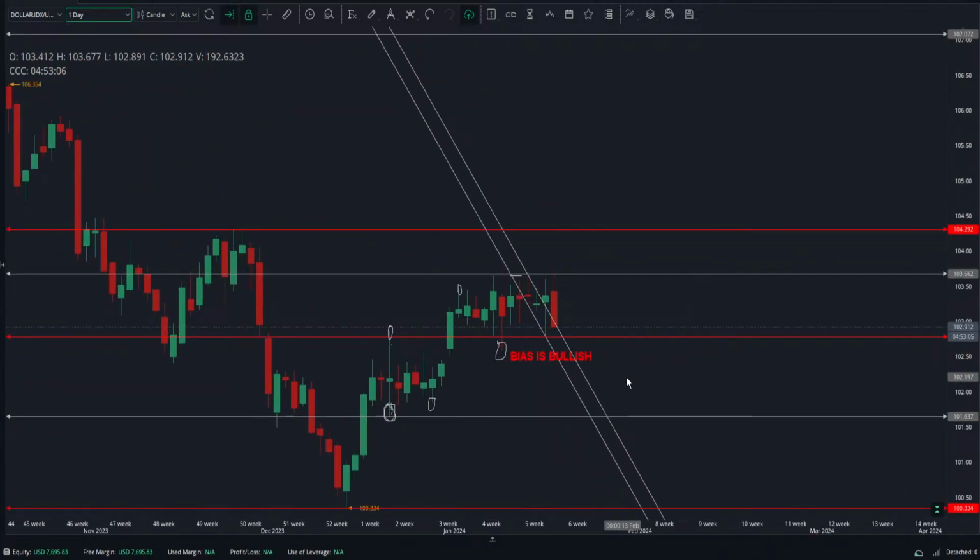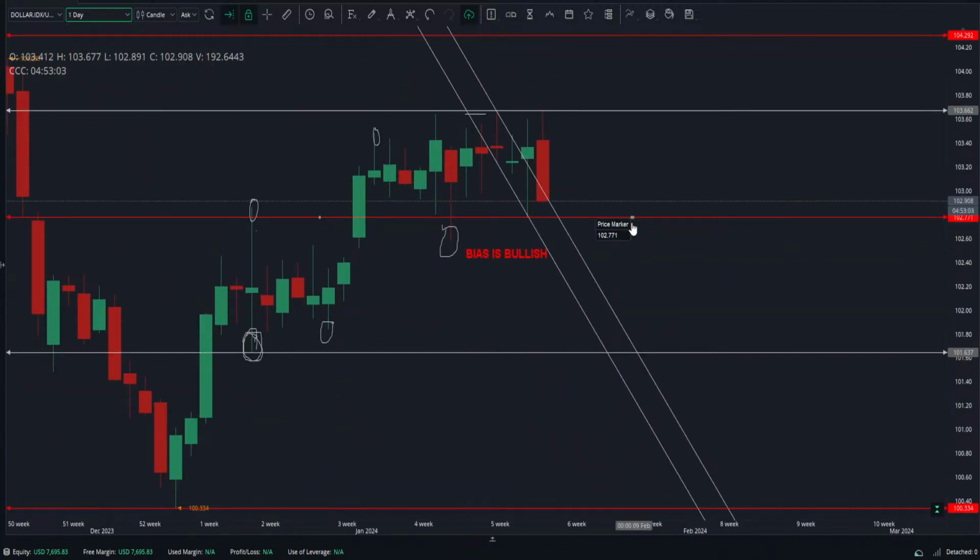All right, the bias is still bullish above 102.77 now. Below this the bias will turn to be bearish.